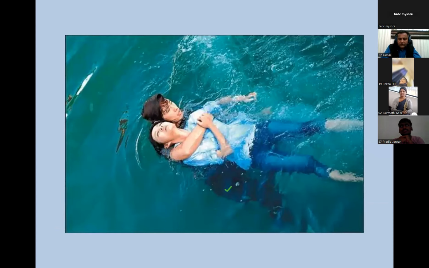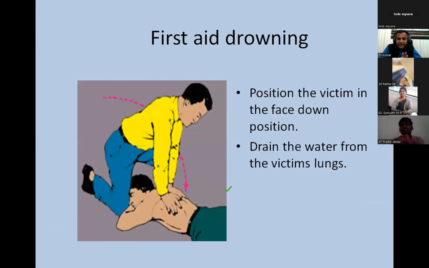Once you rescue them, about the method of draining water, there are so many myths and misconceptions. You may have seen people pressing the abdomen in the movies. This is not recommended. There is no point in pressing the abdomen because the water in the abdomen will be drained. We need to drain the water from the lungs. To drain the water from the lungs, we place the person in a face down position and we try to press the shoulder blade to remove the water.